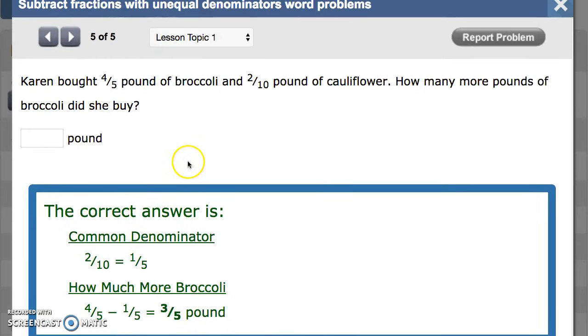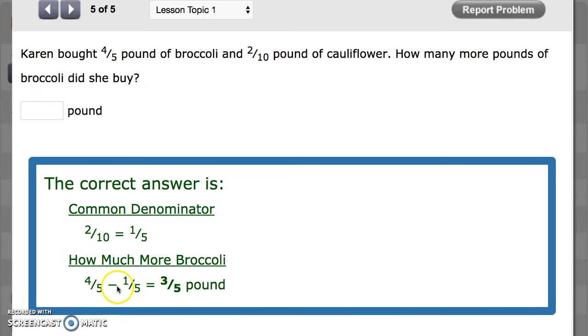Okay, this one, Karen bought 4/5 of a pound of broccoli and 2/10 of a pound of cauliflower. How many more pounds of broccoli did she buy? So in this case, I'm going to look at my fractions and I actually see 2/10 can be simplified into a fifth. So I can do my simplifying now and not have to do it at the end. 4/5 is already as low as it can go, but 2/10 is the same as 1/5. So I can just change that right there and then I can solve my problem. So 4/5 minus 1/5 equals 3/5 of a pound.